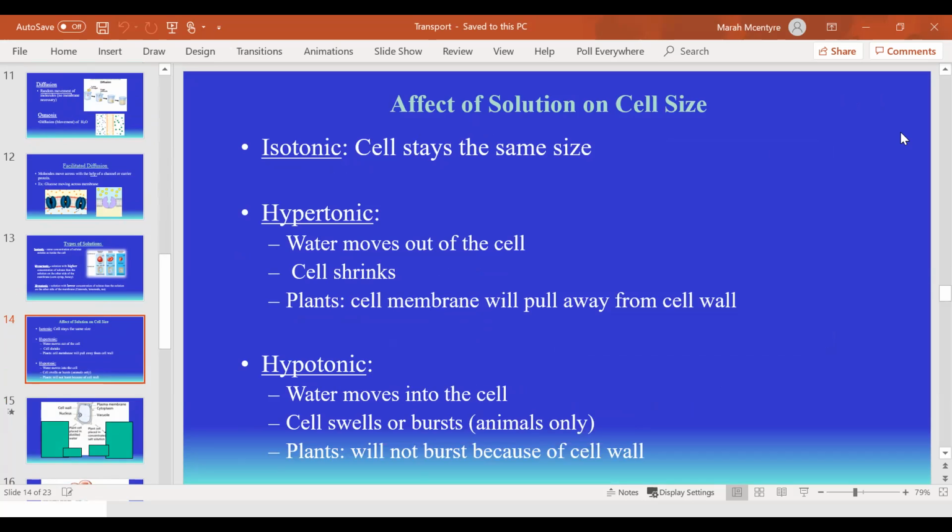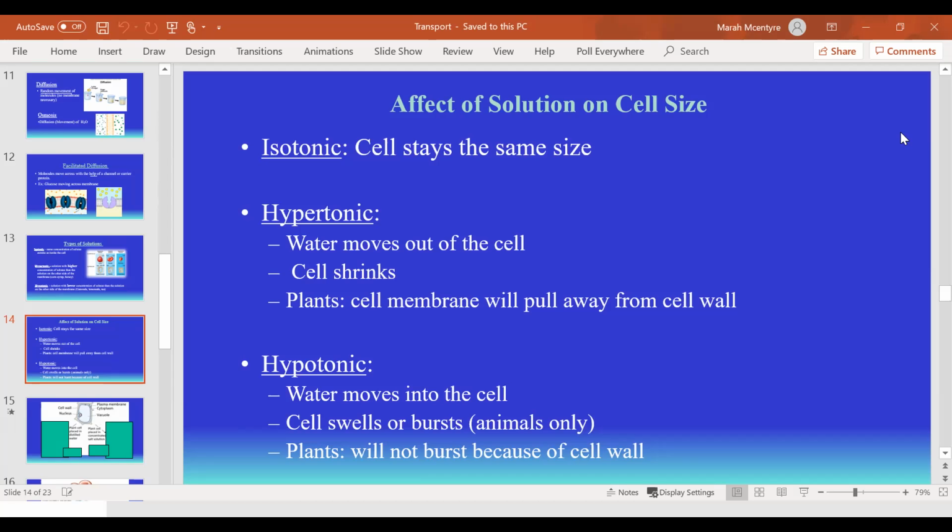Hypertonic, the hyper, so this solution is more concentrated than the inside of the cell. Water is always going to move toward where there is more concentration. So water in this case moves out of the cell, and it makes sense that when water leaves, the cell is going to shrink or shrivel. And I'll come back to the plant stuff in just a second.